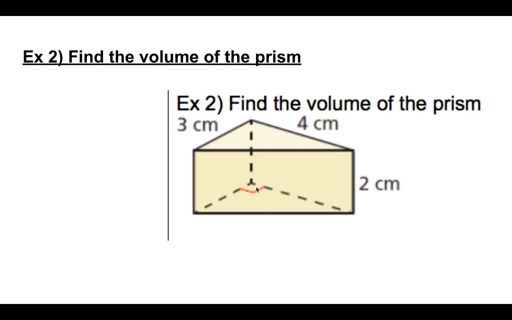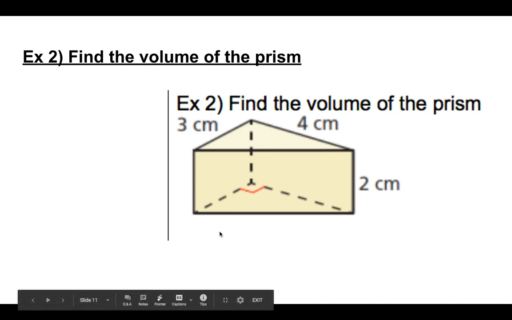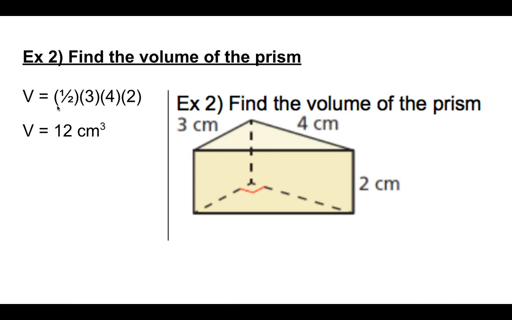Since this is a right triangle, this one's easy in that I know what the height is. The height is 4 centimeters. My base is 3 centimeters. And then the height of my prism itself is 2 centimeters. So volume is, and again, it's talking about a triangle, 1/2 times the base of 3 times the height of the triangle, because I'm finding the area of the triangle. And then I'm multiplying that by the height of the prism itself. So 1/2 times 3 times 4 times 2 is 12 centimeters cubed. Notice for volume, you cube your units.